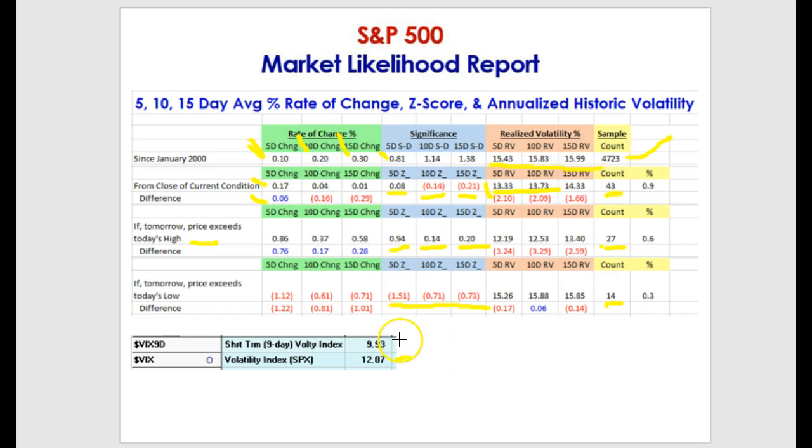In terms of the 9-day, it's down there underneath 10%. So clearly a bullish bias coming from the structure of the VIX. Short-term 9-day VIX is far less than what the 30-day VIX is at.